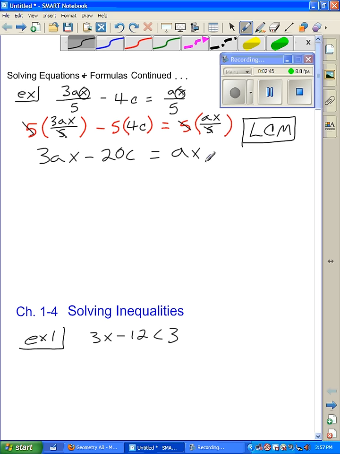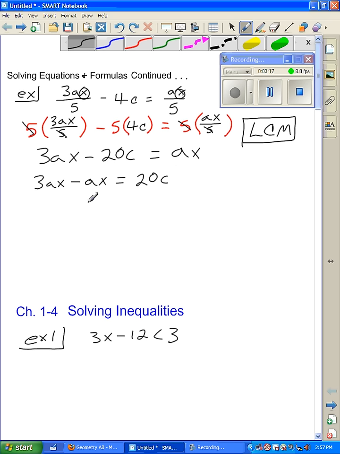This problem now looks just like a problem we worked in class Friday, where we had to isolate the same variable. We've got to get it on the same side. So the first thing I'm going to do is move the ax over here and move the 20c over here. Just to save a little time on the video, I'm going to do that. I'm moving the ax over here and making it negative, minus ax on both sides. And I'm going to move the negative 20c over here and make it positive.